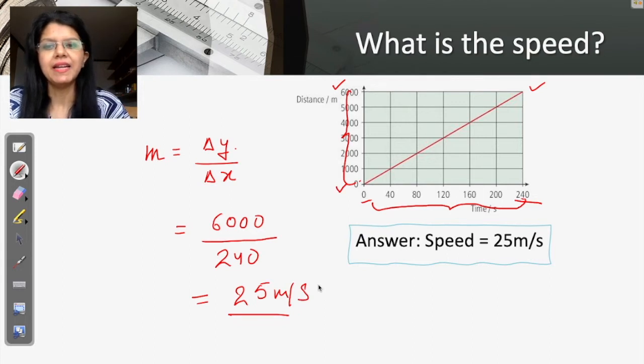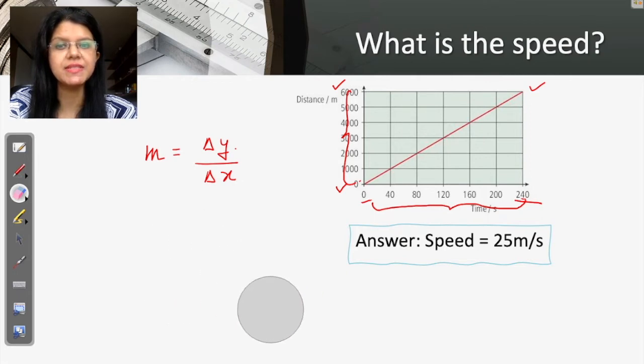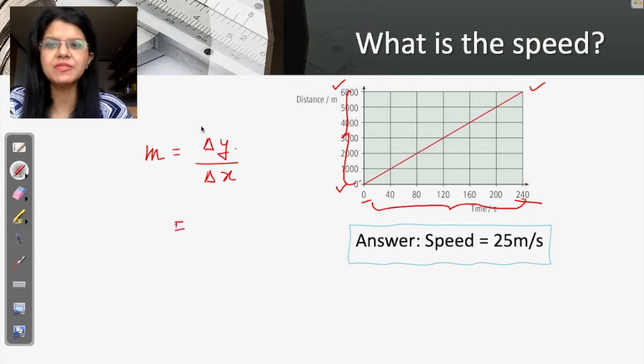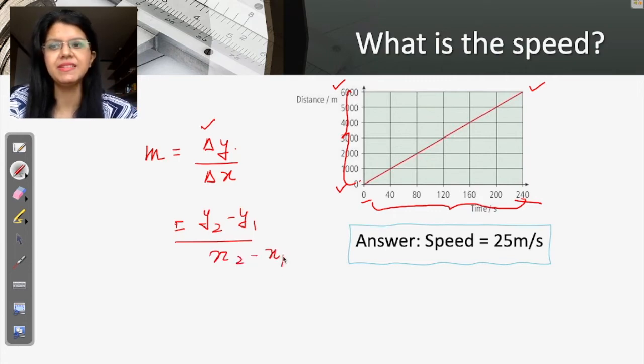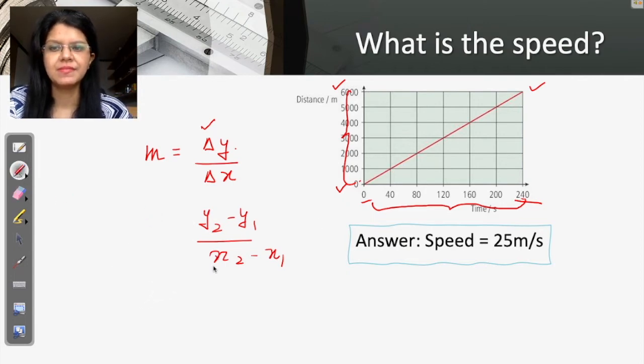Now, let us apply one of the other formulas of the gradient which students are familiar with. One formula is not in terms of delta, because many students get confused with the term delta. Delta means change. The same thing: delta y over delta x means y2 minus y1 over x2 minus x1. This is the formula of the gradient that we all have learned in maths.